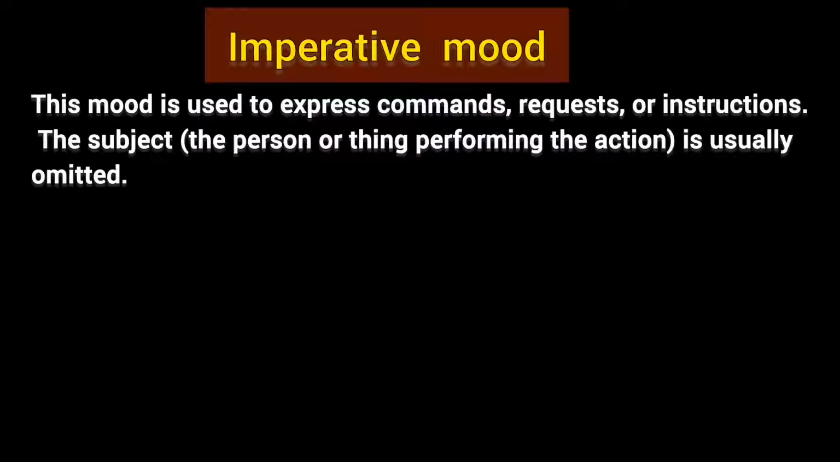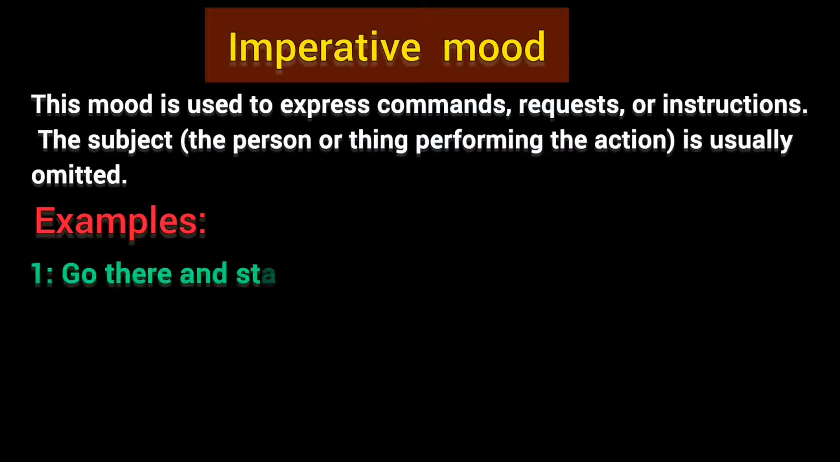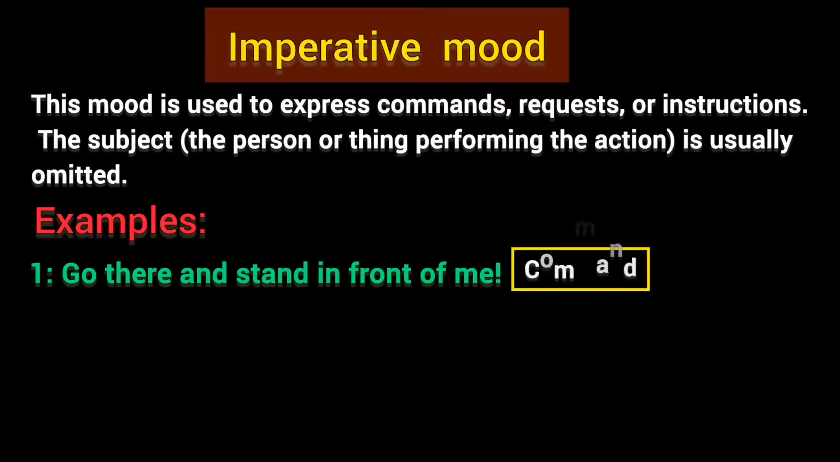I think you are not getting the point, just look at these examples. Go there and stand in front of me. Observe this example, this sentence is imperative. The reason is that this sentence does not have a written or spoken subject at the beginning, and the second point is, it expresses a command. Therefore, the verb is said to be in imperative mood. If someone asks you how, you should say because it shows command in this sentence.